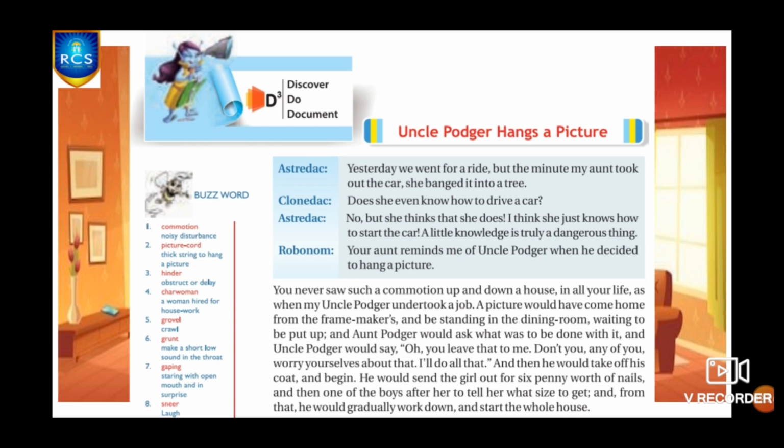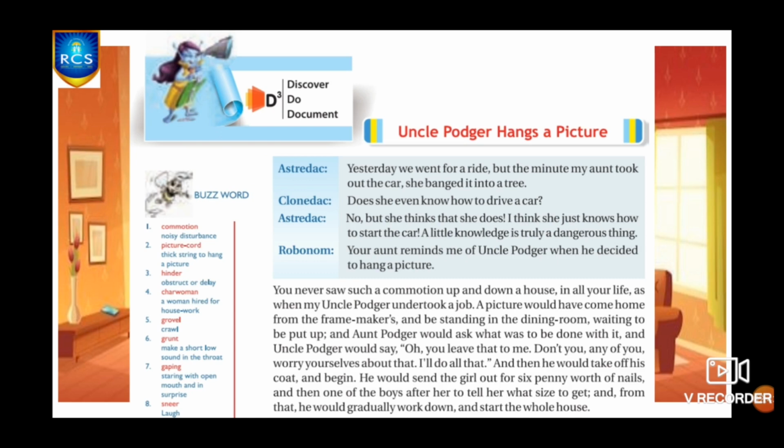And Aunt Podger would ask what was to be done with it, and Uncle Podger would say, "Oh, you leave that to me. Don't you any of you worry yourself about that? I will do all that." And then he would take off his coat and begin.